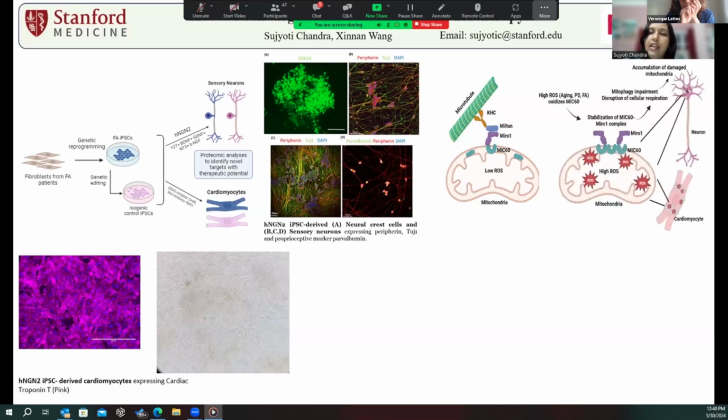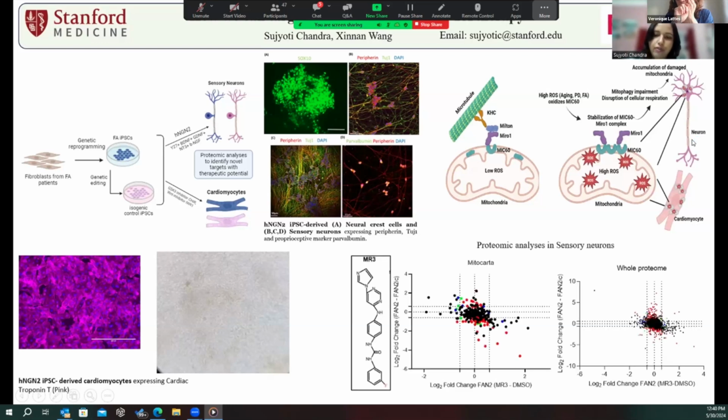In the presence of high levels of reactive oxygen species, such as in Parkinson's disease or in FA, this MIRO1 protein is stabilized on the surface of the mitochondria, which causes mitophagy impairment and accumulation of damaged mitochondria in the cells that can lead to cell death. So we are targeting this MIRO1 pathway using a small molecule known as MIRO1 reducer 3, or MR3, that our lab has previously shown to have beneficial effects in a Parkinson's disease model.